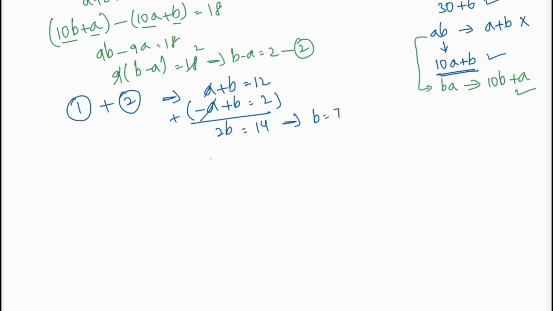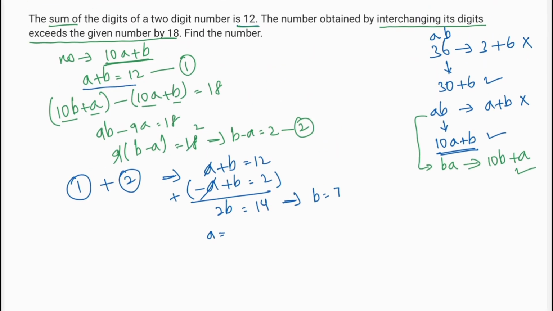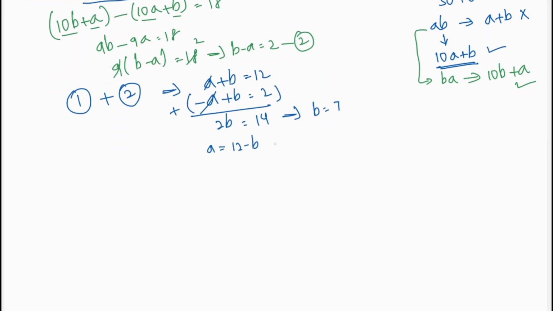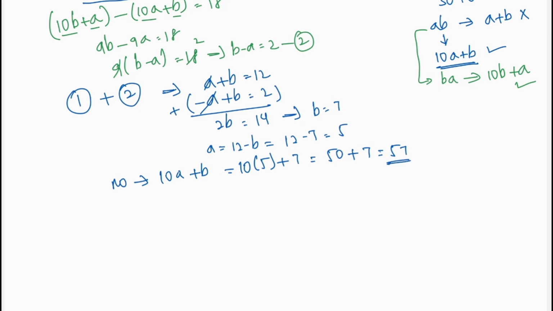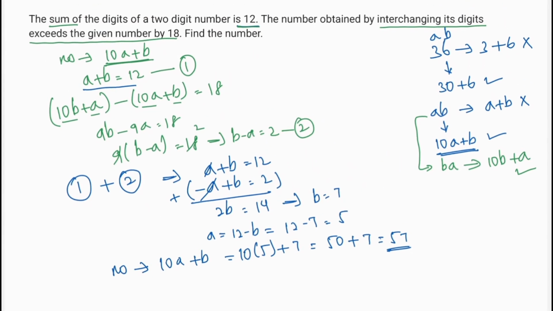And what is A value? A value is from the first equation. From the first equation, A is 12 minus B. Okay, it is 12 minus 7. It is 5. Okay, now what is the number? What is the two-digit number? It is 10A plus B, right? It is 10 into 5 plus 7. It is 50 plus 7, it is 57. Okay, so the two-digit number is 57. Next one.